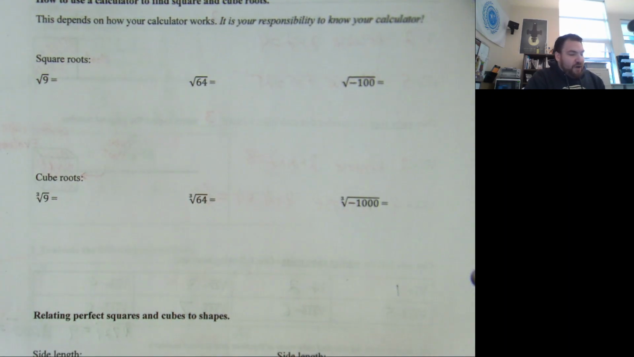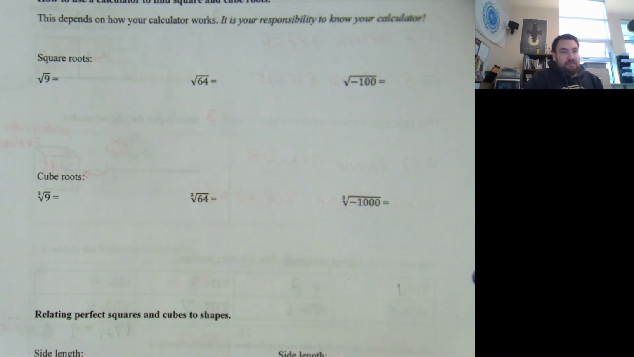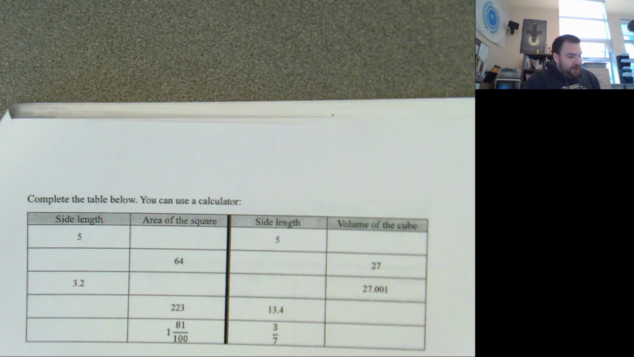Okay, so you've all got calculators. I want you to find, whatever calculator you're using, these 3 square roots and these 3 cube roots. Make sure you can get all of these values. You need to be able to do these 6. Figure out how your calculator works. If you need me to help you, call me over. I'll give you a hand.